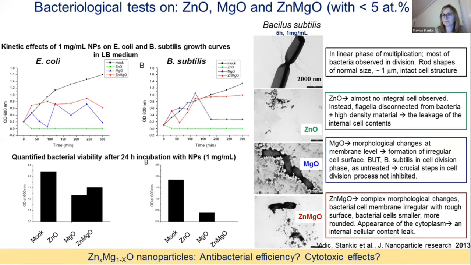Sorry, I just wanted to mention that we also performed transmission electron microscopy on those bacteria incubated with all of those powders at the concentration I have just mentioned. We could see the morphological changes compared to the pure bacteria, and that zinc oxide actually mostly affected those bacteria.